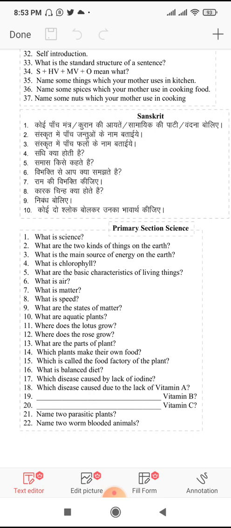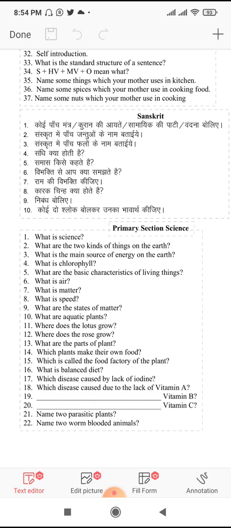What is balanced diet? The diet which contains all kinds of the nutrients in the definite proportion is called the balanced diet. What are the nutrients? Carbohydrates, fats, protein, vitamins, phosphorus, water, minerals, all those are called the nutrients. Which disease is caused by lack of the iodine? Goiter is a disease caused by lack of the iodine. Which disease is caused due to the lack of vitamin A? Okay, night blindness is the disease caused due to the lack of vitamin A.